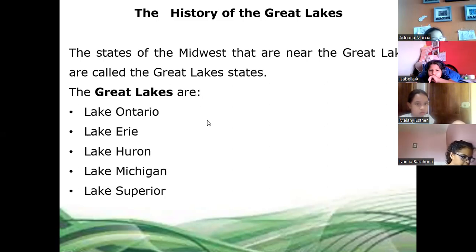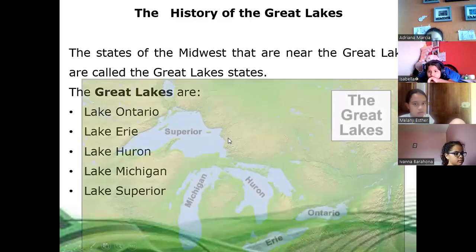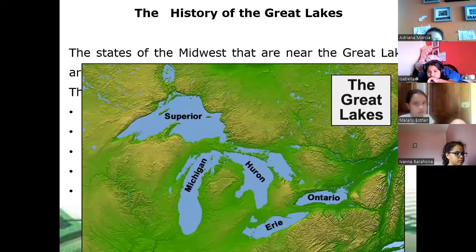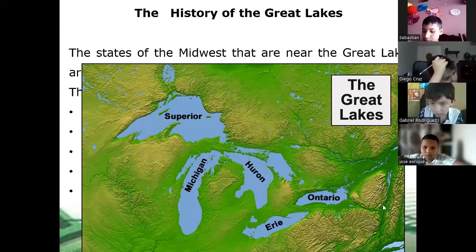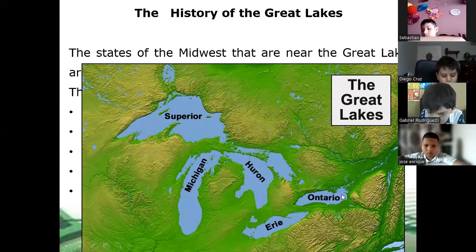What are the names of the lakes? Lake Ontario, Erie, Huron, Michigan, and Superior. Those are the five Great Lakes. And which one is the greatest or the biggest? Superior. Look at this. Lake Superior is the biggest one of the five. And the smallest one is Ontario. Ontario or Erie? Yeah, Ontario looks like the smallest.